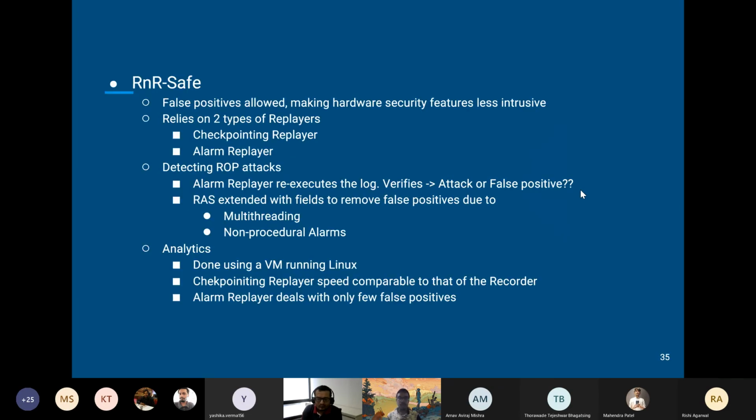So, conclusion, please. Don't read it. What do we conclude from RNR safe? Hardware. I'm saying don't read it. Yeah, sure. It's done. Okay.